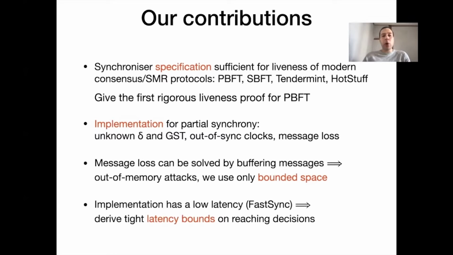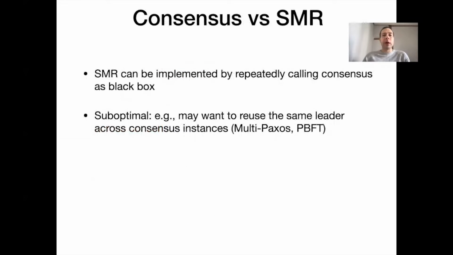Okay, before I go into the details of these contributions, let me make just one disambiguation. So far, I've been using the words consensus or state machine replication more or less interchangeably, but actually they're quite different. In particular, on one hand, state machine replication can be implemented trivially from consensus by just calling it repeatedly as a black box to agree on a sequence of decisions.